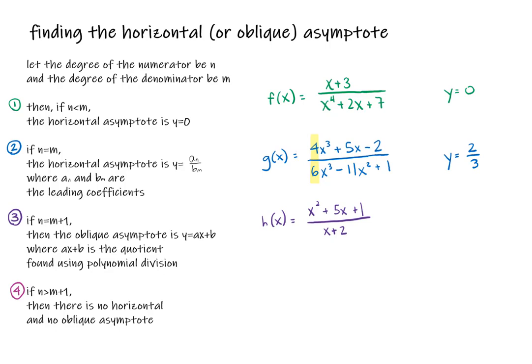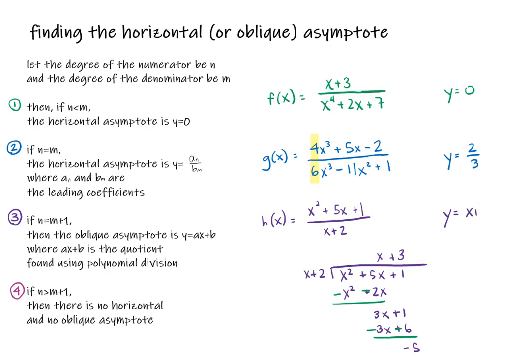For h of x, because the numerator has a degree that is exactly 1 more than the denominator's degree, we're going to do polynomial long division to find our oblique asymptote. Now when we do polynomial long division, we get a remainder of -5, and we don't worry about the remainder. All we worry about is the quotient, where we got x plus 3 as our answer for polynomial long division. And so our oblique asymptote will be at y is equal to x plus 3.